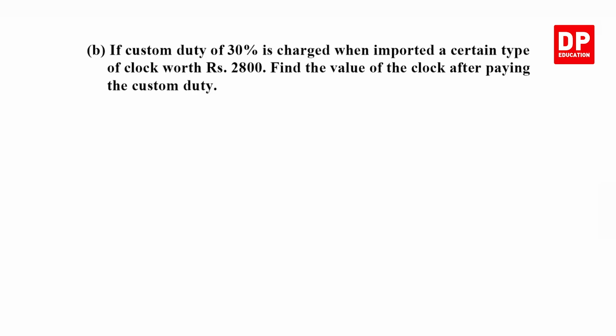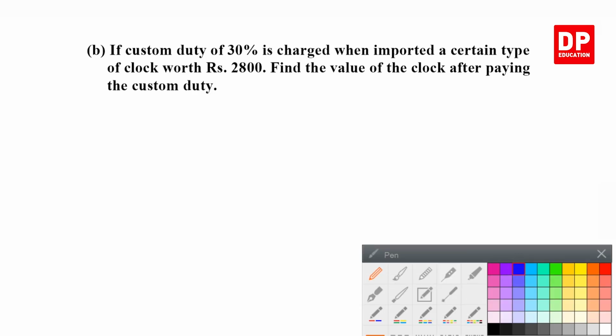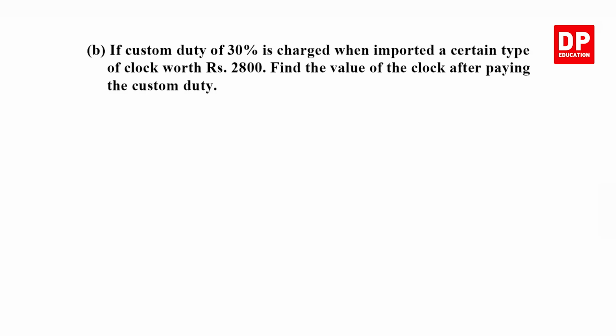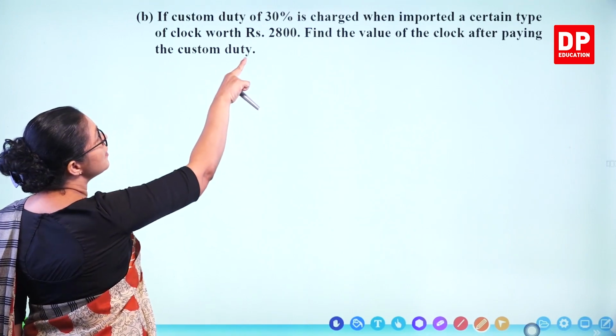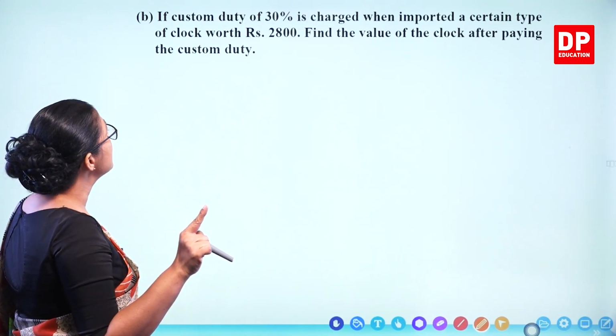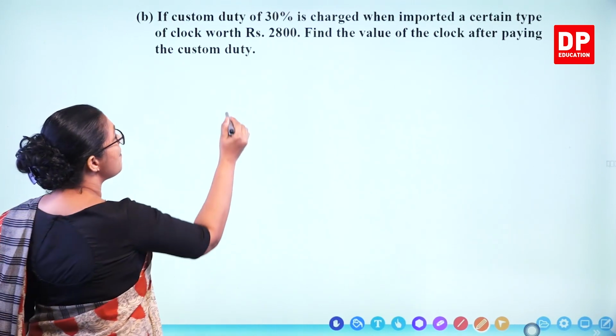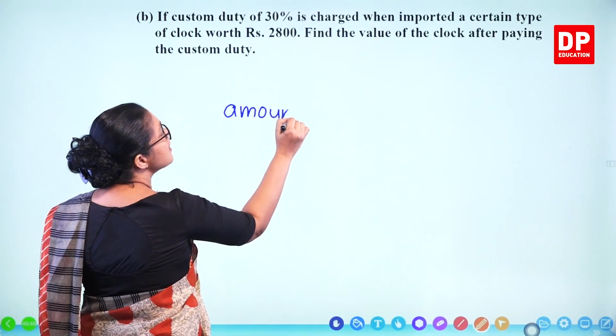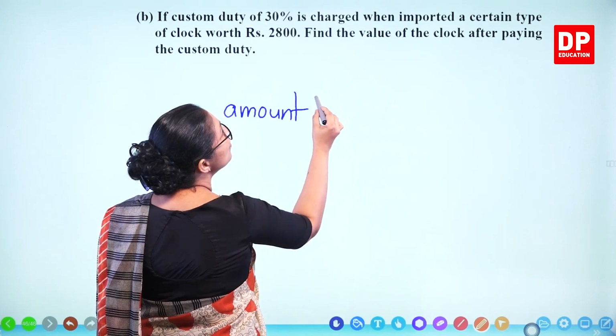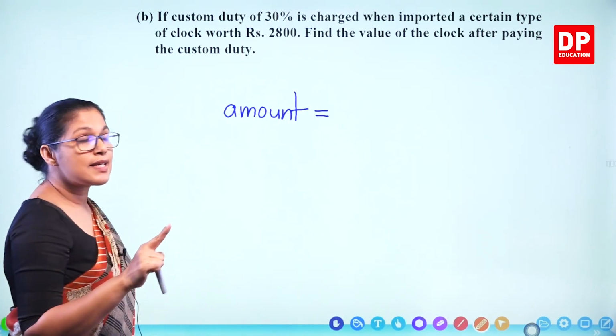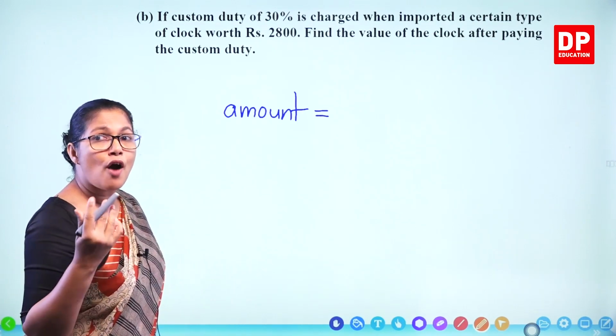So the last part, part B, that's another question not related to the first part. If custom duty of 30% is charged when importing a certain type of clock worth 2,800, find the value of the clock after paying the custom duty. So what's the value of the clock? It's 2,800 rupees. So 30% is charged when imported. So you have to add the custom duty. That's 30%. So how do you find it at once?